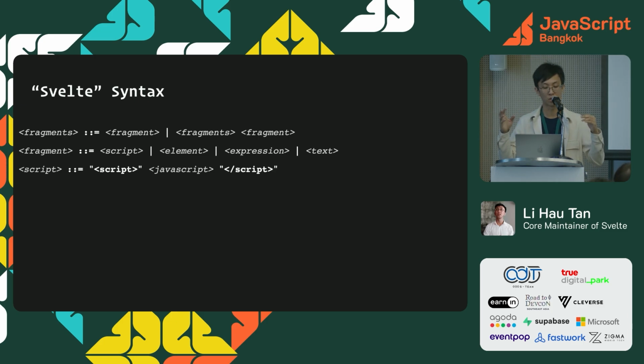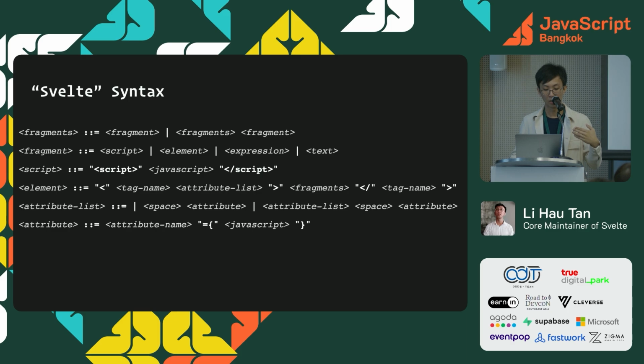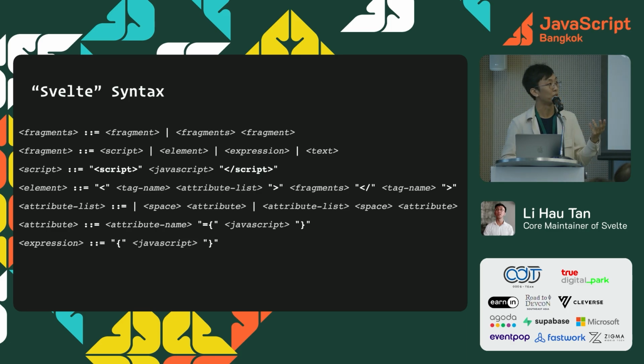And then the syntax for the script is basically the angle bracket, script, and a close angle bracket with some JavaScript inside, and an angle bracket /script, right? And we can basically keep going on and on, right? Like, for example, expressions could be a curly bracket with some JavaScript and a curly bracket, right? So this describes the syntax of Svelte, right?